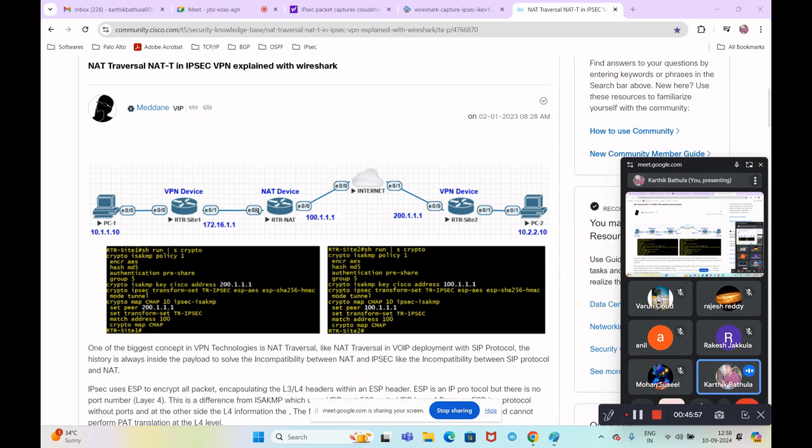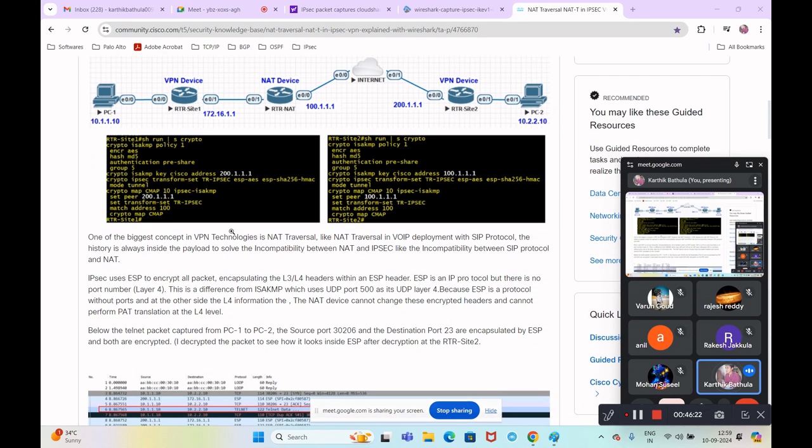It will drop the packets, because these two sites will use the ESP protocol in phase 2, right? It will drop the packets whenever it sees the protocol in the header, because this NAT device only supports port numbers, not protocols. So for this, the concept of NAT traversal has been introduced in IPsec VPN.